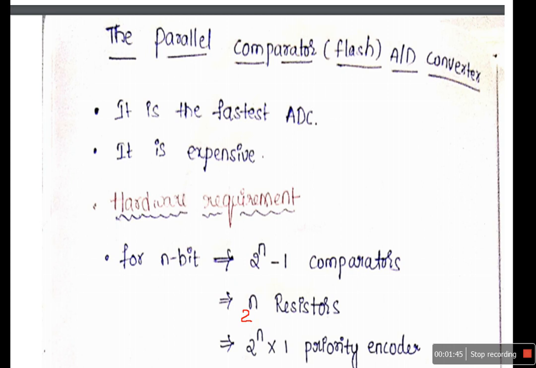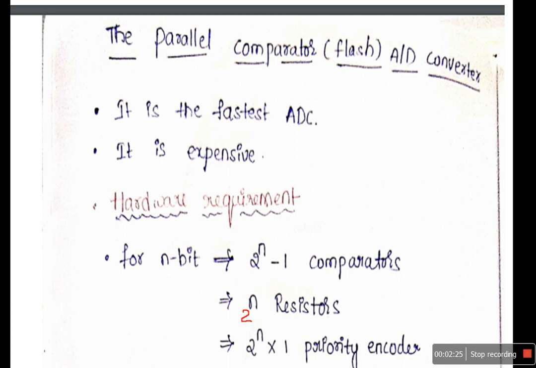For example, if you want a 4 bit ADC, then you require 2 power n minus 1 comparators, that means 2 power 4 minus 1, that is 16 minus 1 equal to 15 comparators. Similarly, 2 power n resistors, that means 2 power 4 resistors, that is 16 resistors, and 2 power 4 cross 1 priority encoder, that is 2 power 4 is 16 cross 1 priority encoder. So for 4 bit conversion you require 15 comparators, 16 resistors and 16 cross 1 priority encoder.